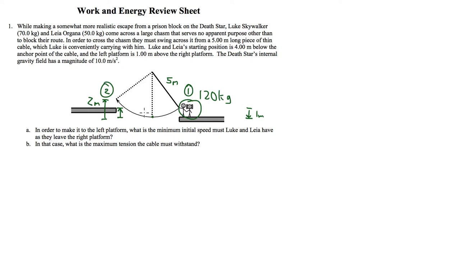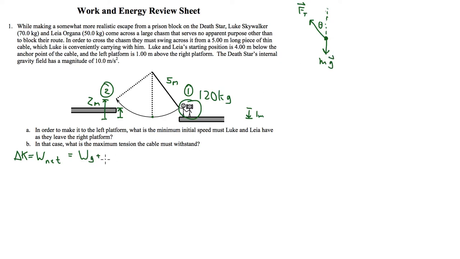In order to make it to the left platform, what minimum initial speed do they have to have to leave the right platform? So, if you want to go through the whole work-kinetic energy theorem, delta K, change of kinetic energy, is net work, which then is the work done by gravity plus what other forces act on them. Well, we do a little FBD of Luke and Leia. There's the cable, which exerts a tension force on them at some angle from vertical. I'm going to call that angle theta. It could vary from here over to there, depending on where they're swinging, but it's always pointing in the direction of the cable. And then mg, of course.